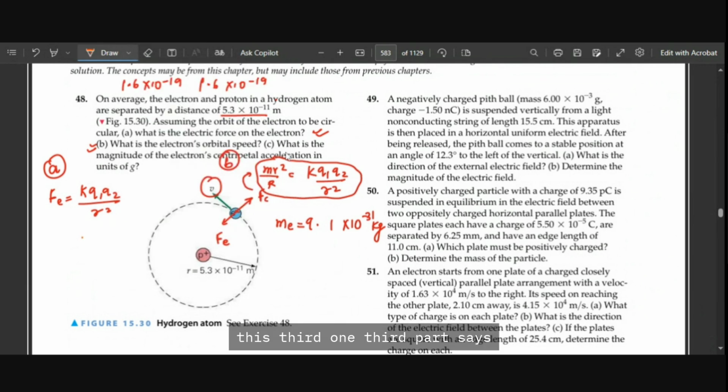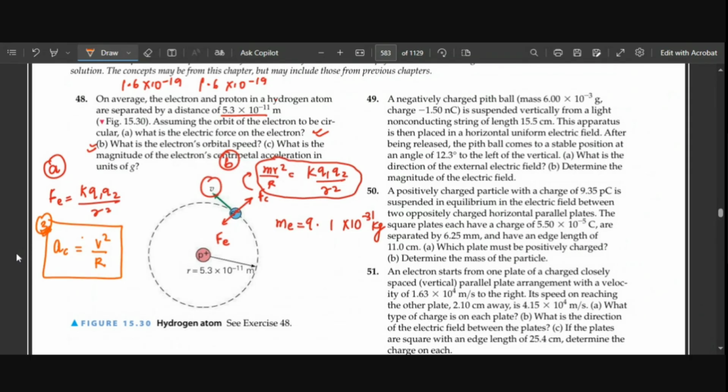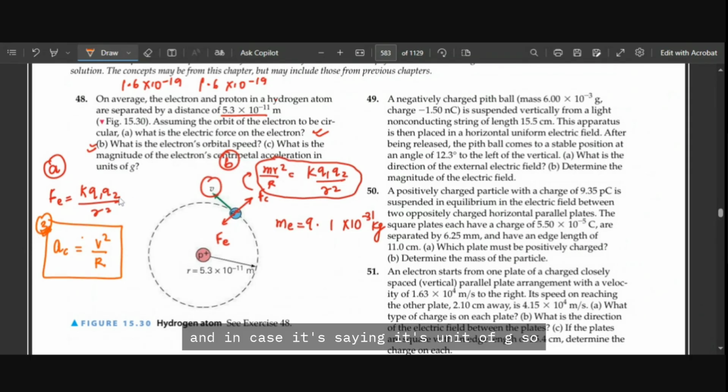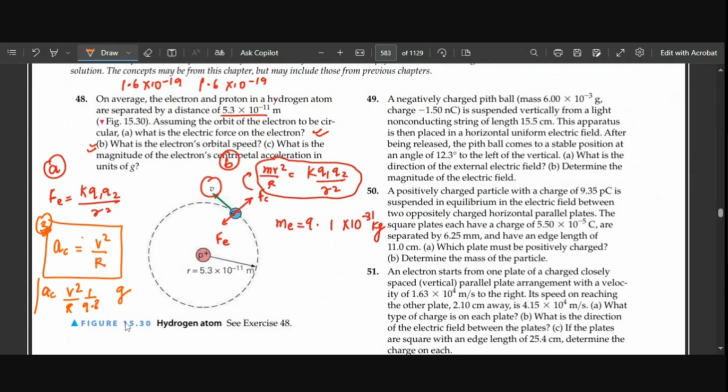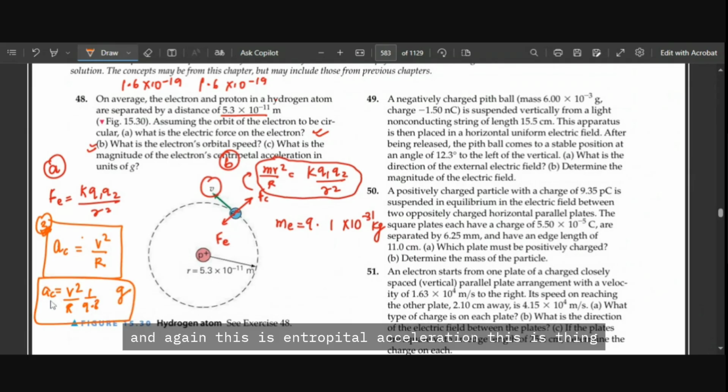The third part says, what is the magnitude of the electron's centripetal acceleration in units of g? This is an interesting one. The centripetal acceleration is always equal to v square by r. So whatever velocity you find from here, substitute the value of v and divide by r, and you'll get the centripetal acceleration. Since it's asking for units of g, in order to find it you have to divide the whole number by 9.8. So the unit is going to be g in this case for acceleration. And again, this is centripetal acceleration.